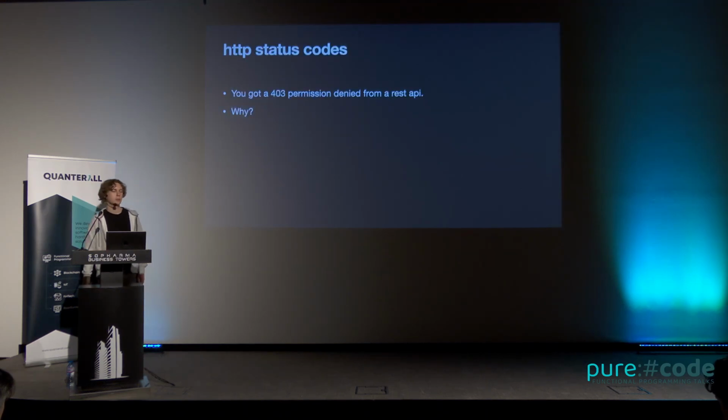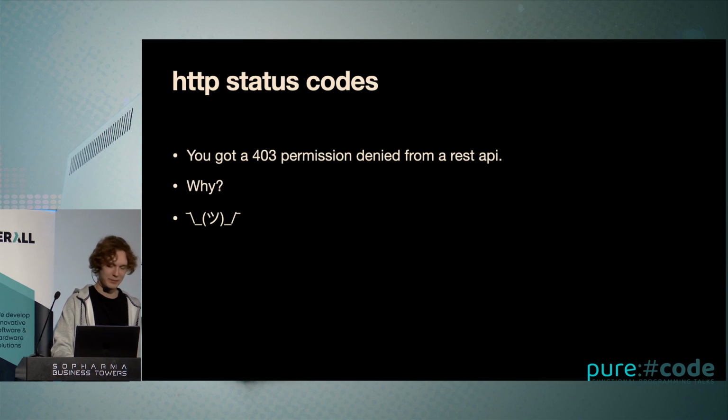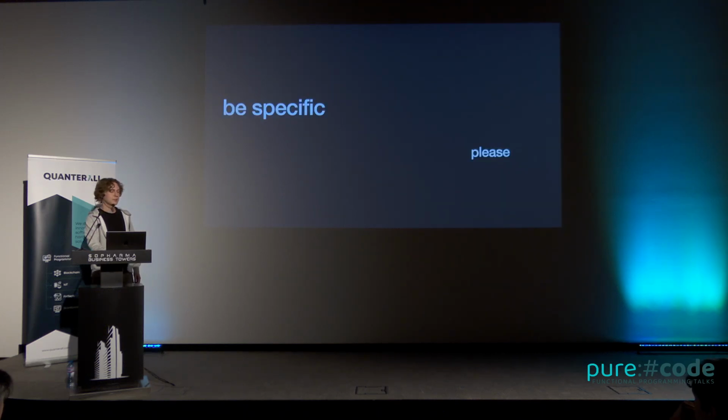We're going to do one more example. HTTP status code. You're talking to a REST API. You got a 403 permission error. What happened? Sorry, I don't even know how to solve this. Like it's just a lost cause. It could be from any place, like load balancers or whatever. So please, be specific.